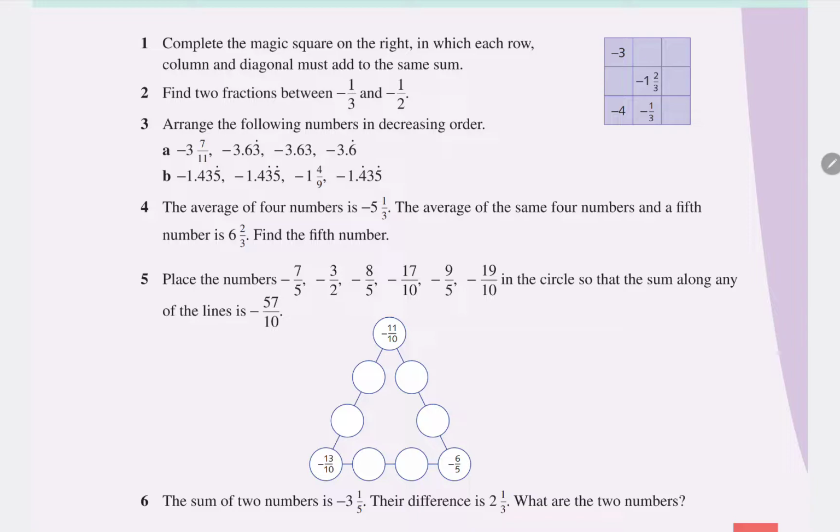Okay, now for question 3, do you know how to do question 3? Arrange the numbers in decreasing order. Yeah, so what's the largest from part A? What's the largest? It's... negative 3.63 recurring. What's 7 over 11? It's a decimal. Yeah, what decimal? You need to know what that is first before you can be sure.